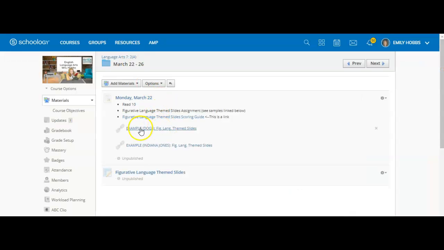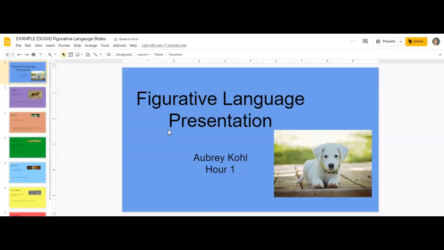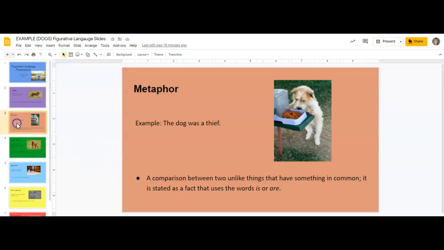So here is an example. We had somebody another year that just loved dogs. So you are going to see a figurative language presentation. You're going to see a picture there, the student's name and hour. Then this one is titled Simile, an example. The dog was like a cheetah, it ran so fast. Comparing a dog and a cheetah using the word like. And then it's got the definition here: a comparison of 2 unlike things that uses the word like, as, or than.